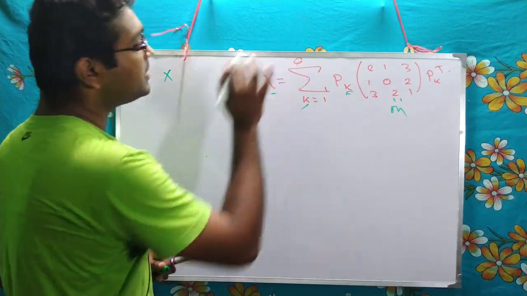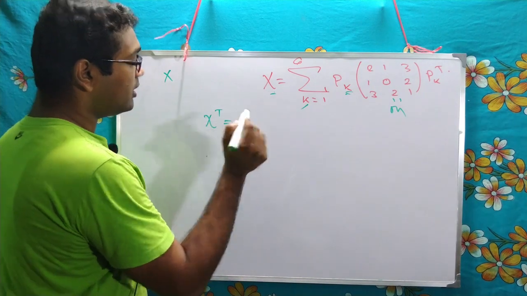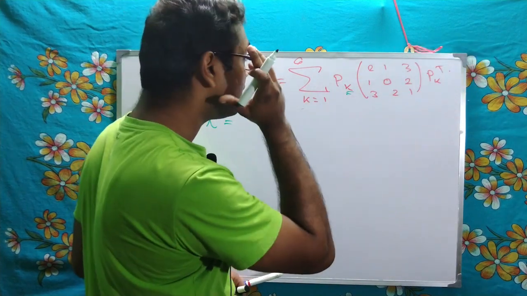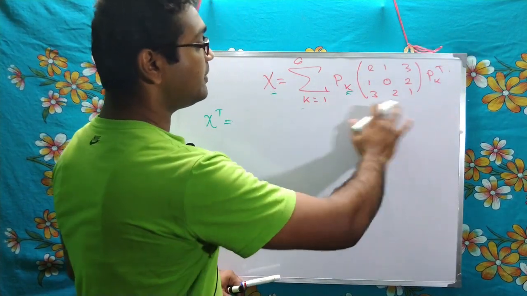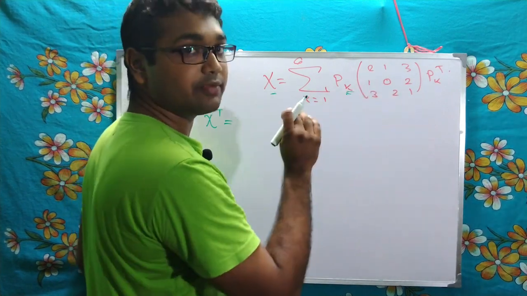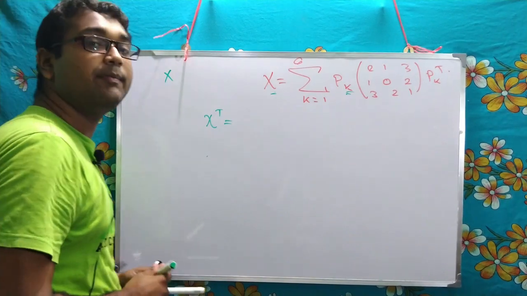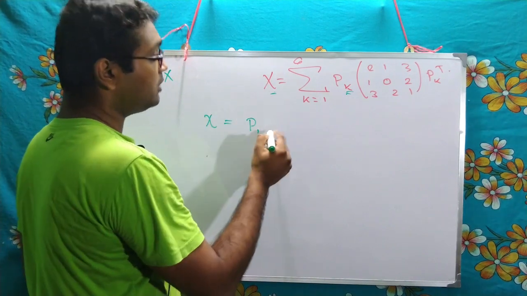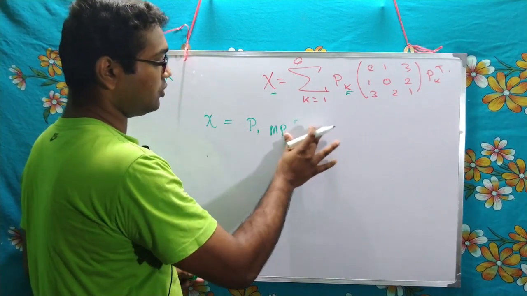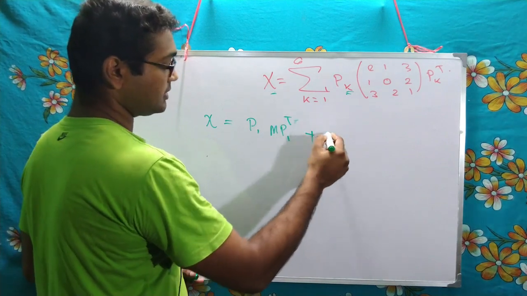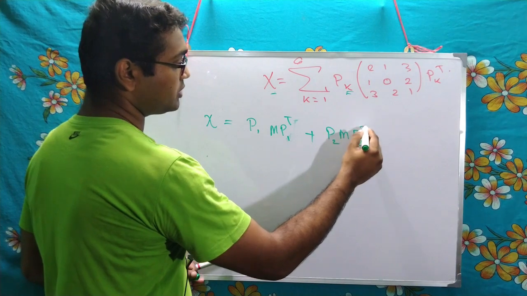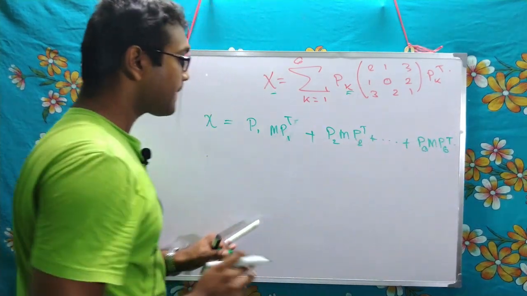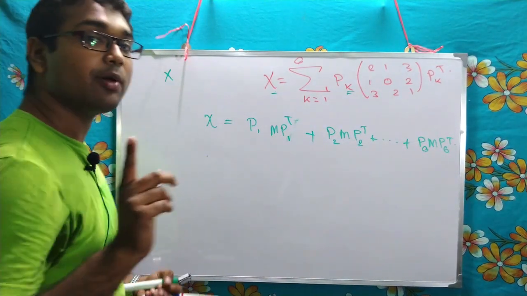To prove that, let me take the transpose here, X transpose. Now, see, there are 6 terms here, and each term is a product of some matrices. So, what will happen if I take the transpose? First of all, let me break this one: P1 M P1 transpose plus P2 M P2 transpose plus dot dot dot plus P6 M P6 transpose. I am writing 3 properties of transpose here.